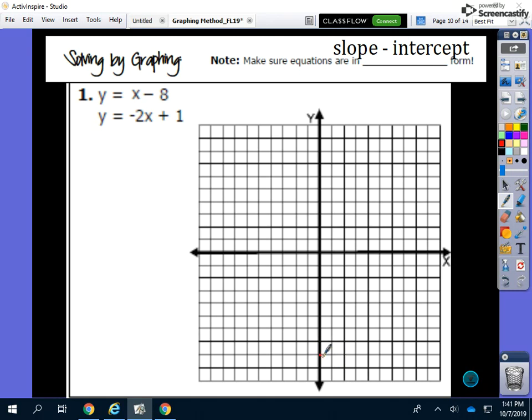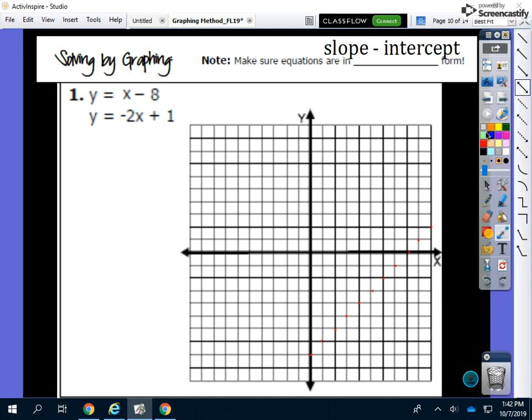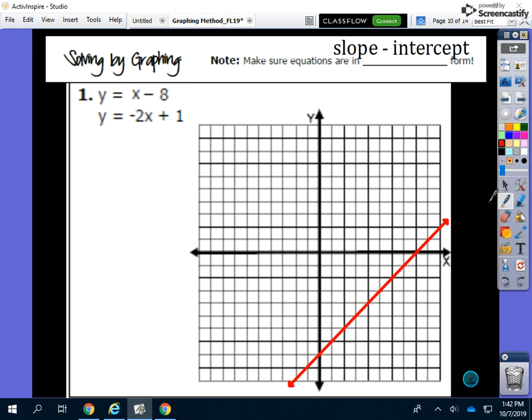Notice I have graphed my y-intercept. Now I will go up 1 and over 1, up 1 and over 1, to create a line with the slope of 1 with the y-intercept of negative 8. Using a straight edge, you will then create the line. There is my first line. Now I will graph my second line, which has a slope of negative 2 and a y-intercept of 1.